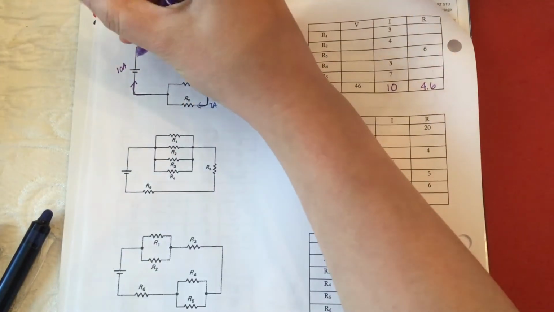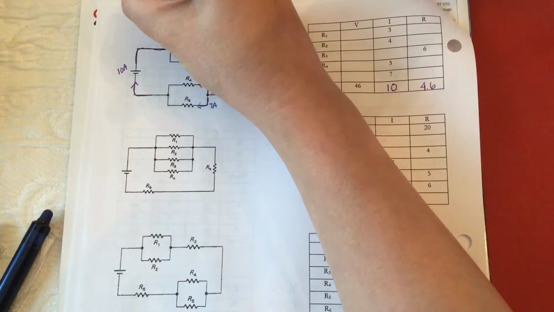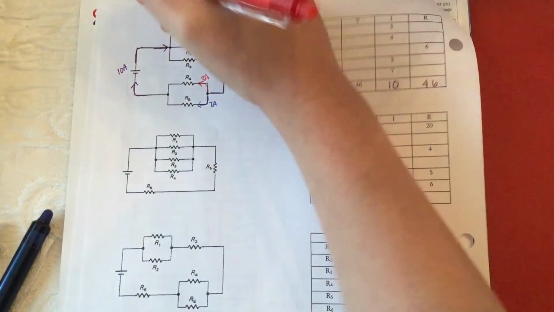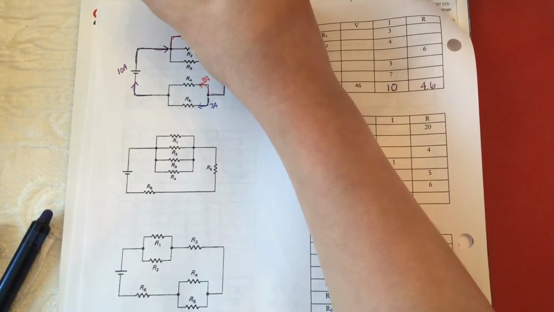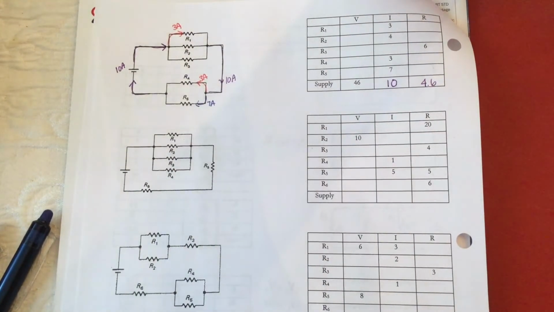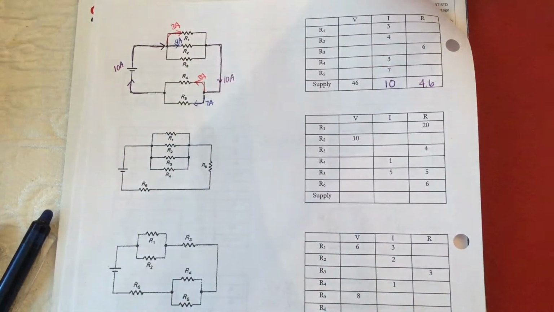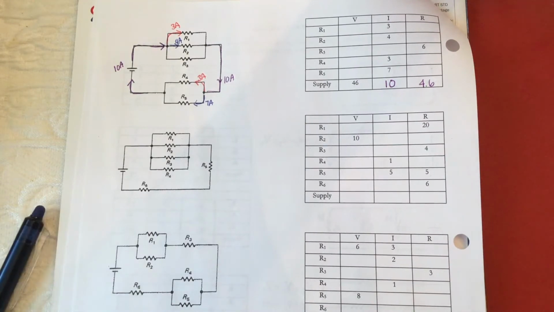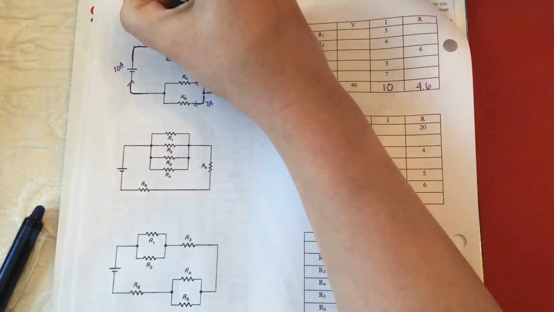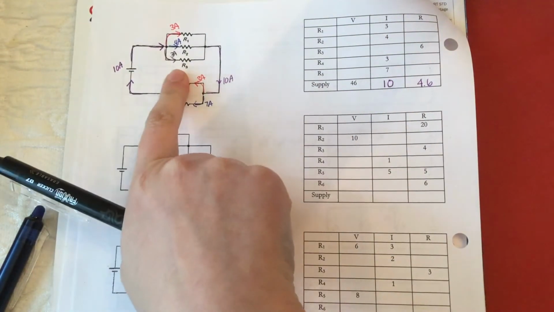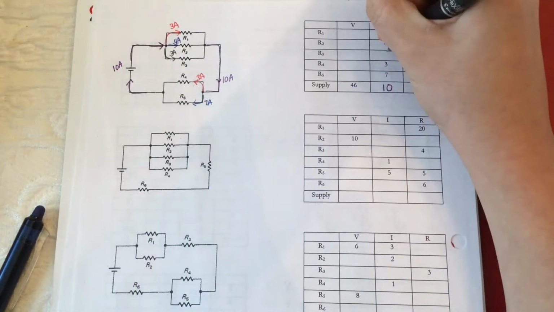That same 10 amps of conventional current hits the next junction and splits up such that 3 amps goes through R1, 4 amps goes through R2, and therefore, in order to satisfy the junction rule, there has to be 3 amps go through R3. 3 amps have to go along this path so that the charge that enters the junction is the same charge that goes out of the junction.